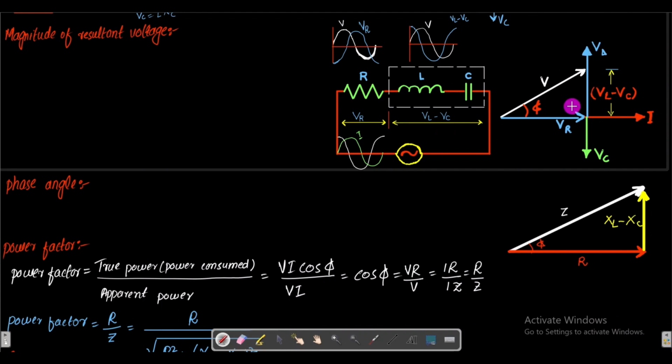Now this is the diagram for the RLC circuit but with the higher frequency. This is that resultant voltage V, this is VR, this is VL, and this is VC. And from here to here, this is VL minus VC, because we subtract this from there. This is in opposite direction having less magnitude, so we subtract that here.